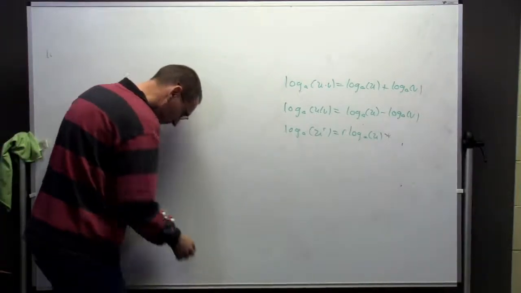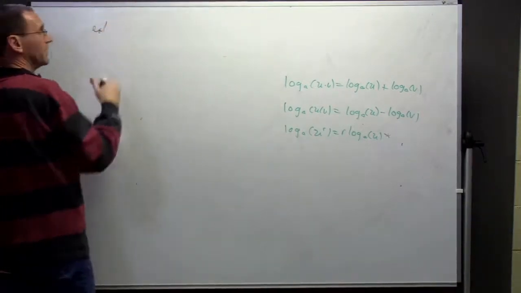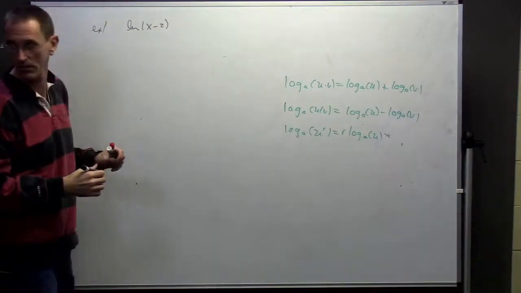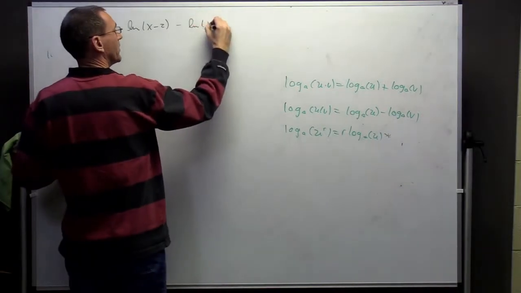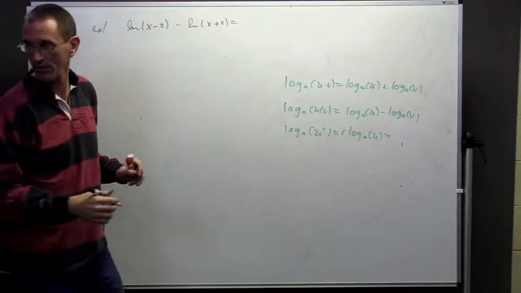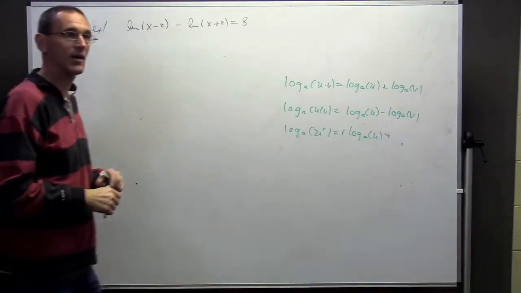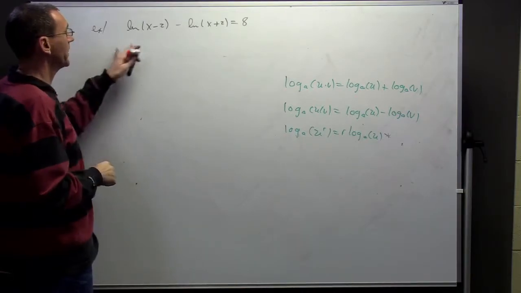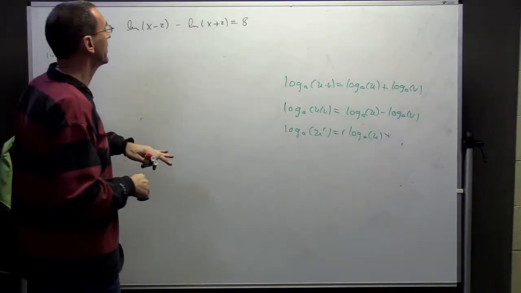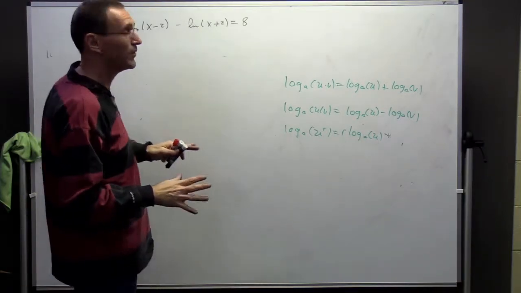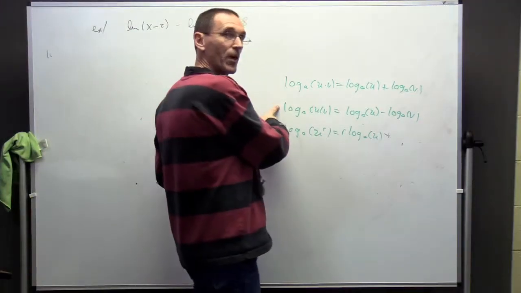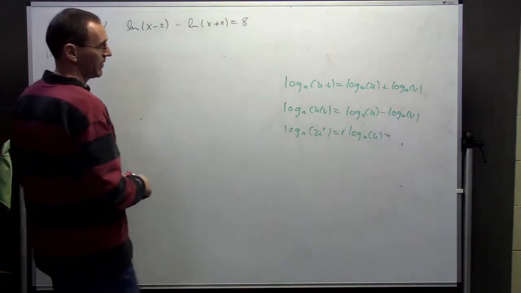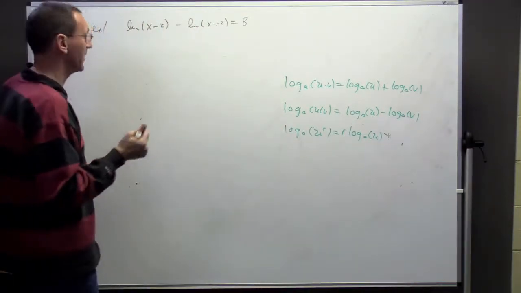Okay, so for my example, I'm going to have log of x minus 2 minus log of x plus 2 equals 8. I may be tempted to just raise everything to the e, and I could do that. That would work perfectly fine here, but I'm going to do it a different way. I'm going to use this property instead. So either way works fine. There are many ways to tackle this particular one, but I want to play some games with these properties today.